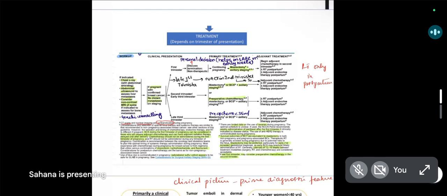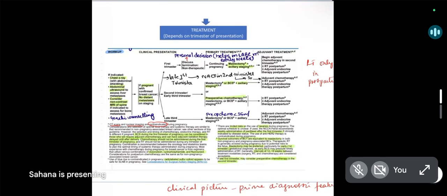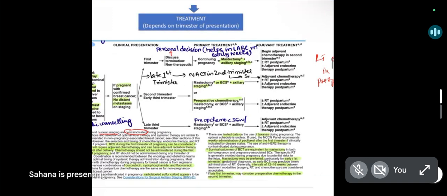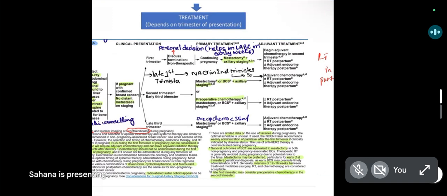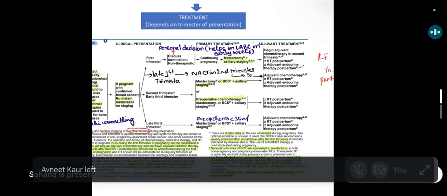Okay. After discussing about termination, then you will decide here BCS is not indicated. You will do mastectomy with axillary staging. According to your SLNB, you will do completion axillary lymph node dissection. Then you will follow it up. You will start, if they need chemotherapy, then you will start after they get into second trimester. RT is to be given only in the postpartum. Adjuvant endocrine therapy also is given in postpartum.